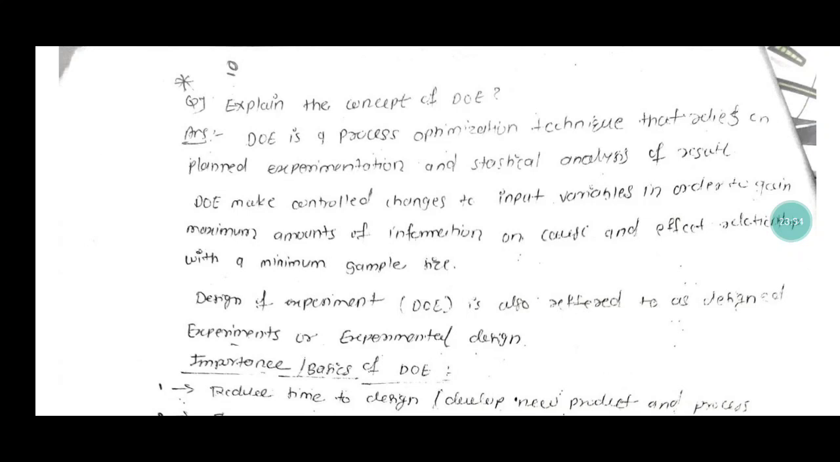And the next question: explain the concept of DOE. What was the question? What is QBD? Why is DOE essential in the QBD development process? So explain the concept of DOE. DOE is design of experiment. DOE is a process optimization technique that involves planned experimentation and statistical analysis of results, where DOE makes controlled changes to input variables in order to gain the maximum amount of information on cause and effect relationships with a minimum sample size.